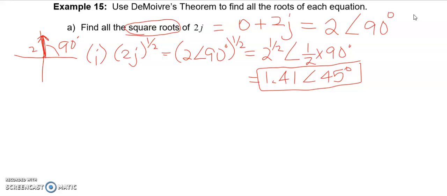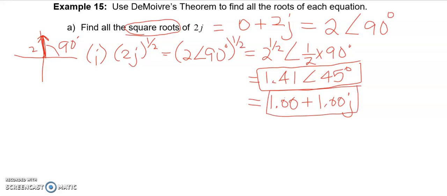But remember, the original number was given to us in rectangular form. So you would have to change this back into rectangular form using a equals r times the cosine of theta, and b is equal to r times the sine of theta. And if you do so, here is what you're going to get back. It's going to be 1.00 plus 1.00j. Now there it is in rectangular form.